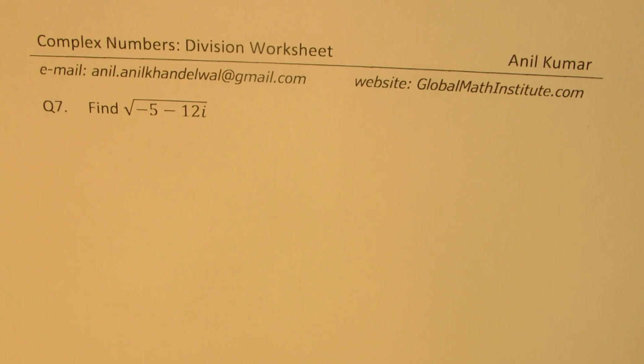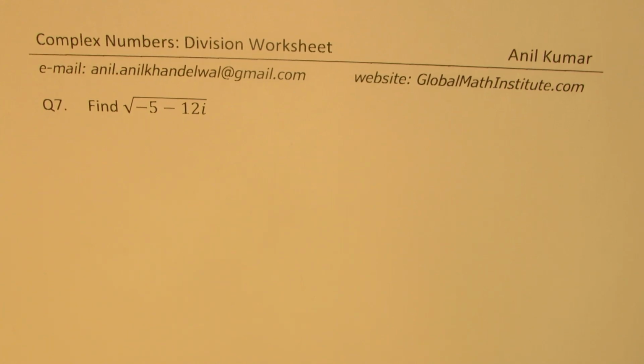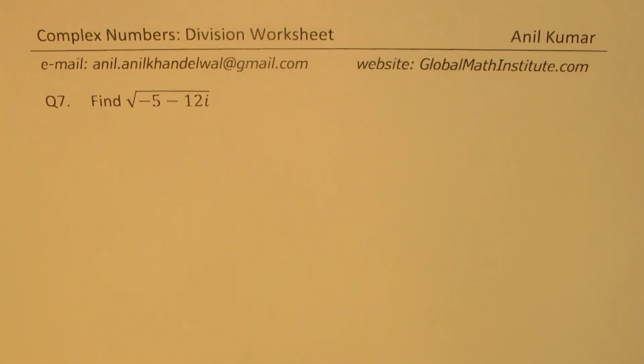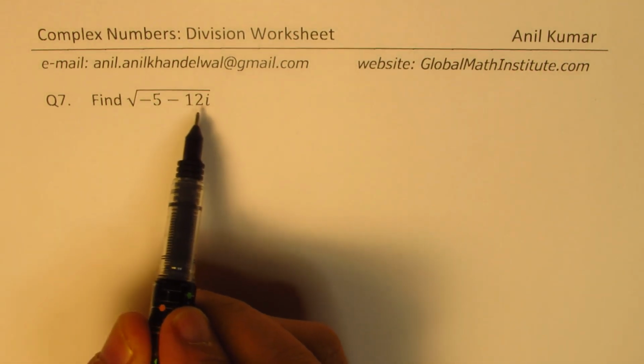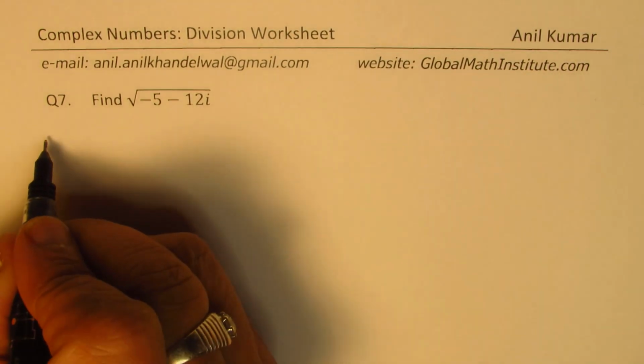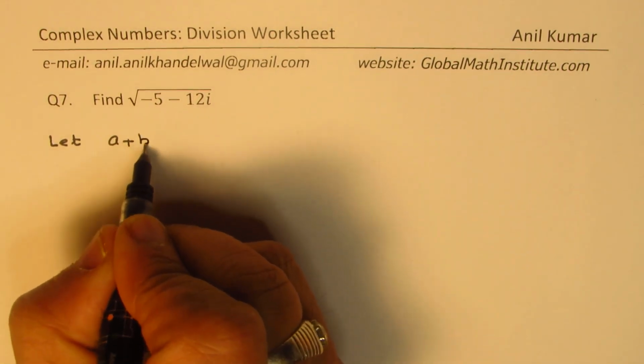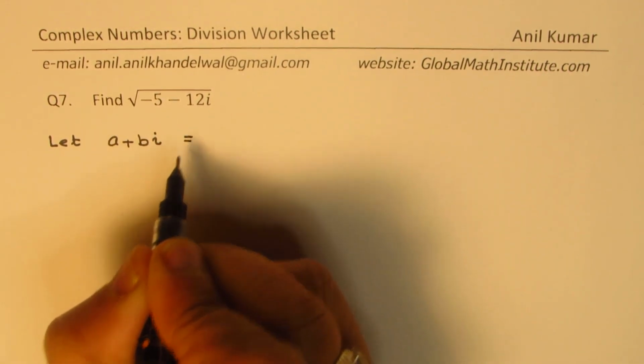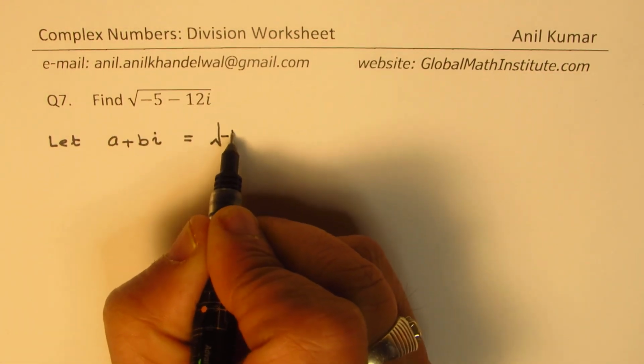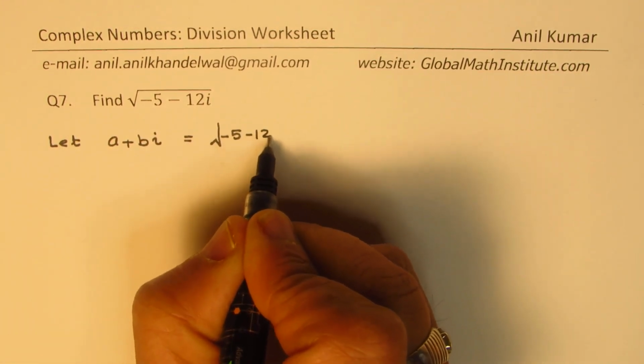Here is the last question for you. I'd like you to pause the video, answer this question, and then look into my suggestions. The question here is, find square root of minus 5 minus 12i. So let's say let a plus bi be equal to square root of minus 5 minus 12i.